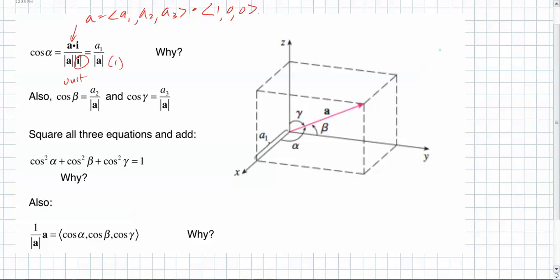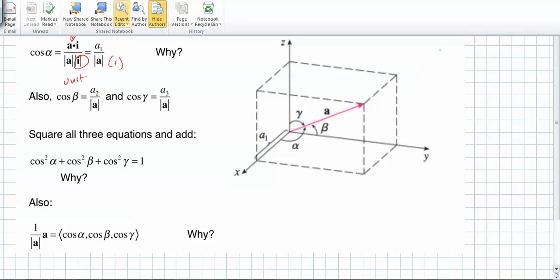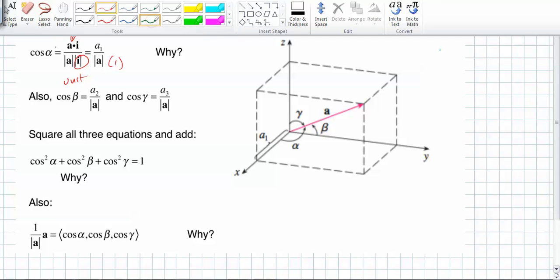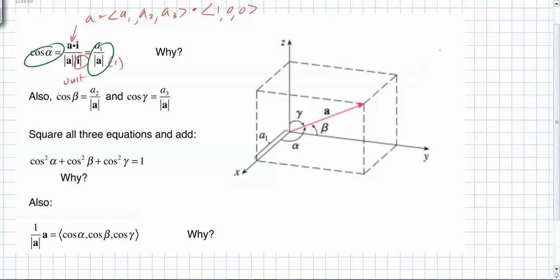What about this right here? Cosine squared alpha plus cosine squared beta plus cosine squared gamma is equal to 1. Why do we know that that's true? Well, look at it. We know what cosine alpha is, cosine alpha is this, cosine beta is that. So what's cosine of gamma? I always write y when I do it, it's not y. What is cosine gamma? It's A3 over the magnitude of A.